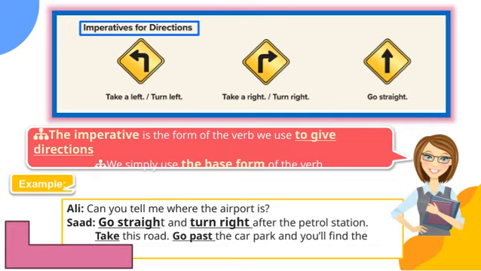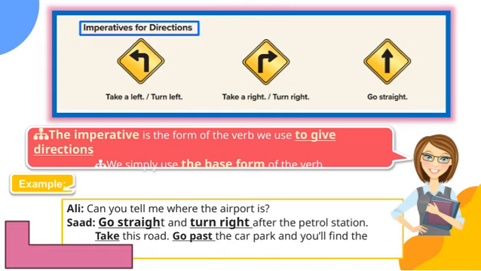Now let's look at this example of giving directions through a conversation. Ali asks, can you tell me where the airport is? Saad responds with clear instructions. Go straight and turn right after the petrol station. He then says, take this road, indicating which way to go, and continues, go past the car park, so Ali knows to pass that point. Finally, Saad tells him, you'll find the airport, which reassures him that he's heading in the right direction.